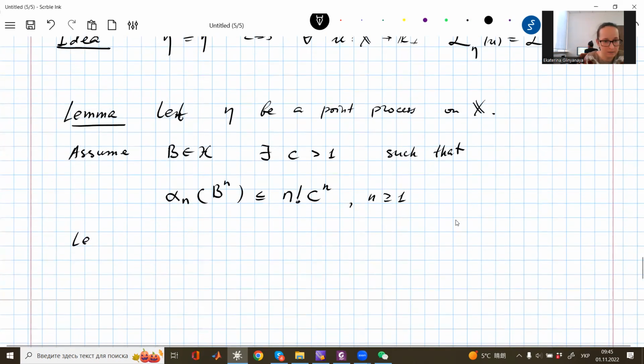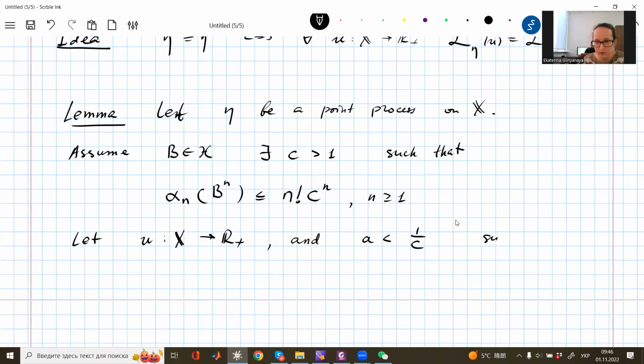And now we take a function u from x to R plus, a non-negative function, and a constant a less than 1 over C, such that this function is bounded by the constant, u of x less than a, for all x in the subset B. And u of x is 0 outside of the subset B.